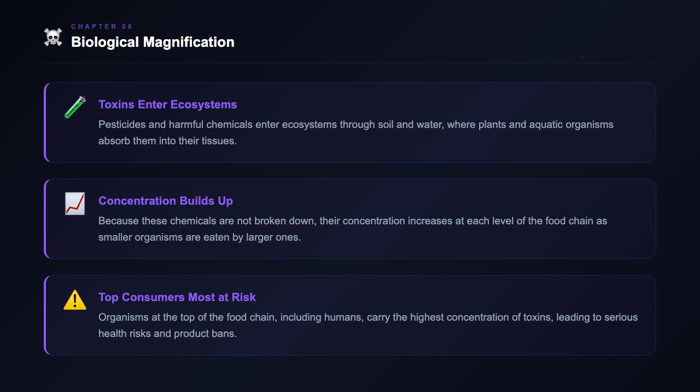At the top of the food chain, organisms like humans have the maximum concentration of these substances. This process contaminates food sources, including grains, vegetables, and meat. Organisms at higher levels face greater health risks due to this accumulation, leading to regulatory action and bans on certain products.